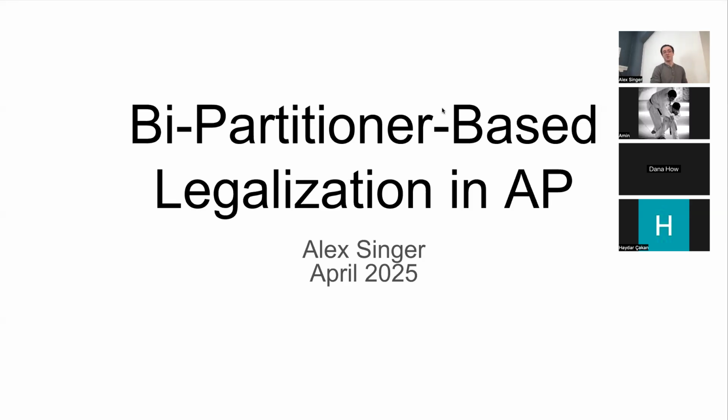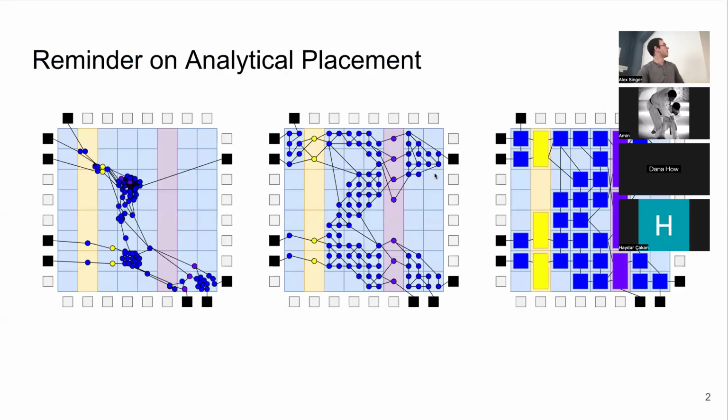Okay. Welcome to part two of the bi-partitioner-based legalization in analytical placement. This is a continuation of my talk from last week, where I described different approaches to bi-partitioning in analytical placement, which focused only on those that used bi-partitioning in the solver or in the objectives. This week, I'm going to be talking about those that use bi-partitioning, focusing only on the constraints or as part of the legalization process during global placement.